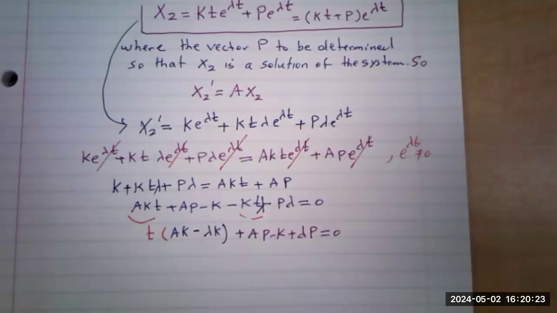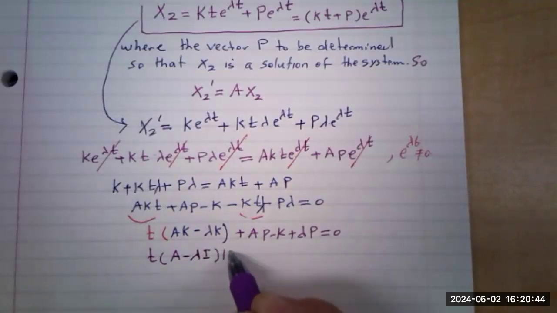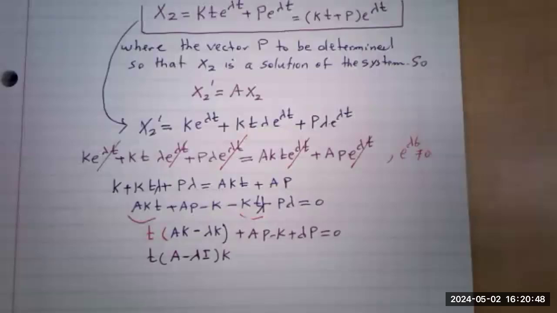Now let's make it better. I'm going to factor out the k here, so it's going to be t times, I write this one as a, a minus a lambda. Remember, this is a matrix. You cannot write lambda as is, write lambda I times k. We make it lambda I to make sense, since it's going to be two matrices.